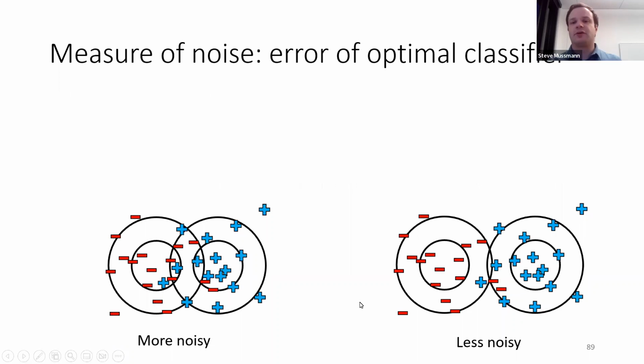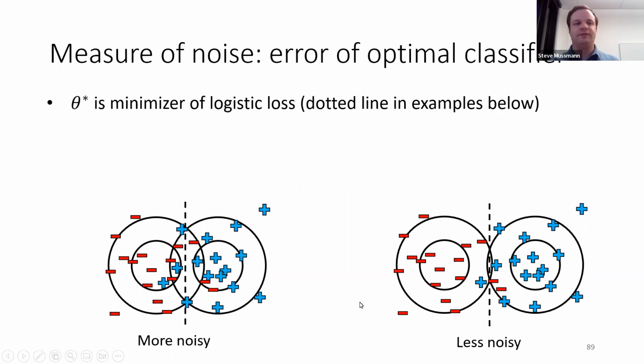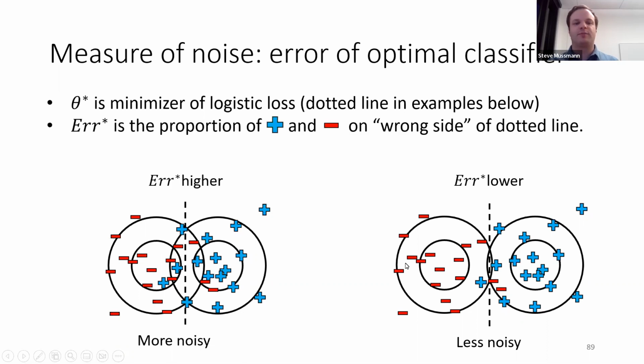And we use the error of the optimal classifier, like the error star in the previous section. So theta star is a minimizer of the logistic loss, the dotted line in the examples below. And error star is the error of theta star, the proportion of positives and negatives on, quote, the wrong side of the dotted line, the ones we misclassify.